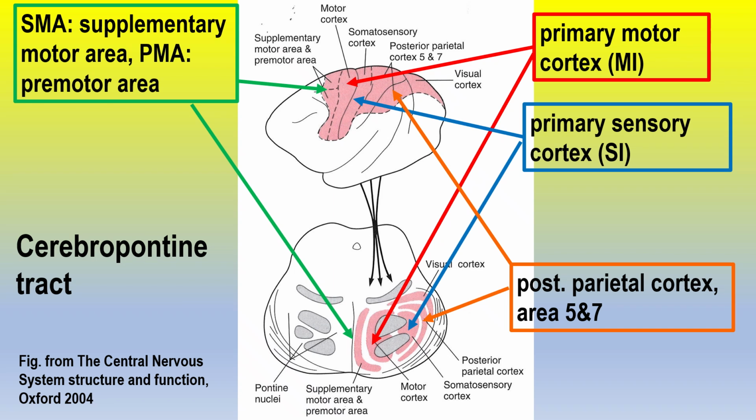Corticopontine fibers are arranged according to functional topography, with distinct cortical regions connecting to specific sub-regions of the pontine nuclei. Specifically, fibers from the primary motor cortex and the primary somatosensory cortex project to separate areas within the pontine nuclei.